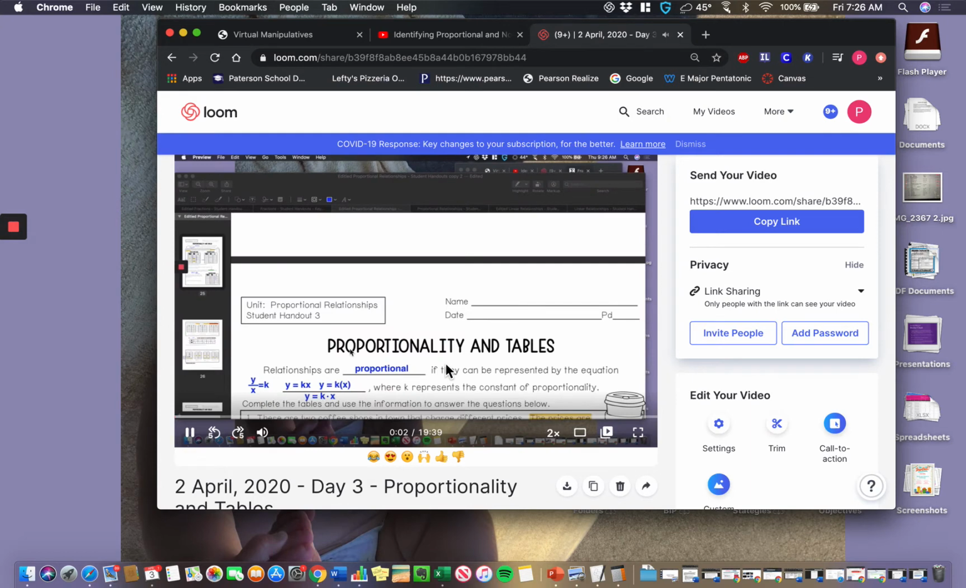Hello everybody. Today we are talking about proportionality and tables. Relationships are proportional if they can be represented by the equation y equals kx.